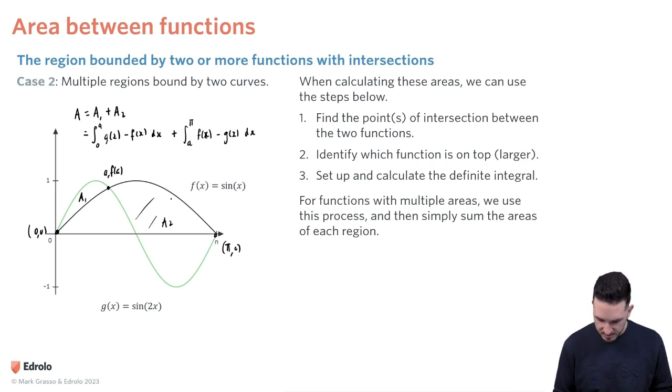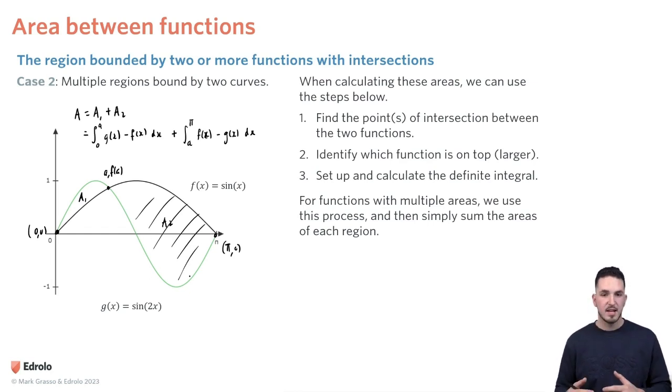Again, even though this area here, A2, has a part that goes below the x-axis, if we shifted both of these graphs up, we would still get the same solution. So we don't have to worry in this case when we're working with two curves.